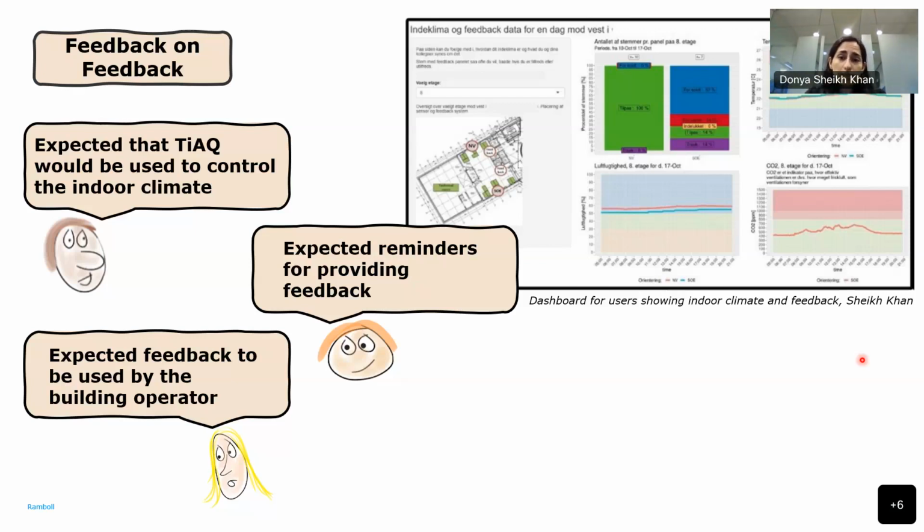Some people even expected to get reminders, and others expected that the building operator would actually use it to improve the condition of the building. In the study, the feedback wasn't provided to the building operators, but some of these expectations are important. So it's important to inform the occupants that we collect their feedback and what this feedback is used for, in order for them to see a usefulness with these types of devices.